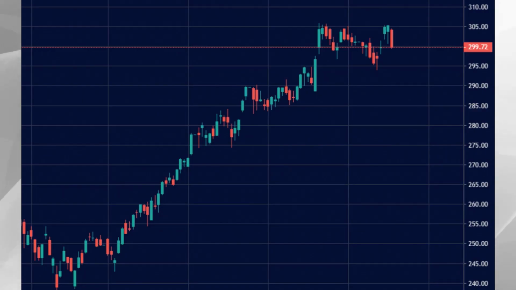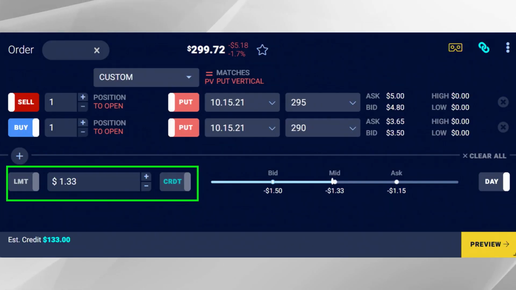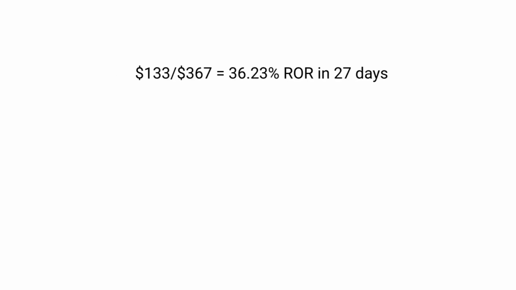We'll use one of our trades from the Constructing Bullish Vertical Spreads video to illustrate the concept of a diminishing return on risk. In that video, we built a trade on a $300 stock. It was a 27-day vertical spread. The total profit potential on that trade was $133 with a risk of $367. That's a 36.23% return on risk.